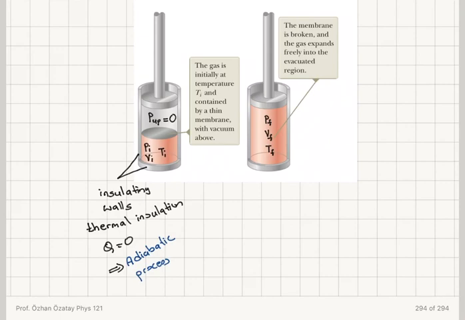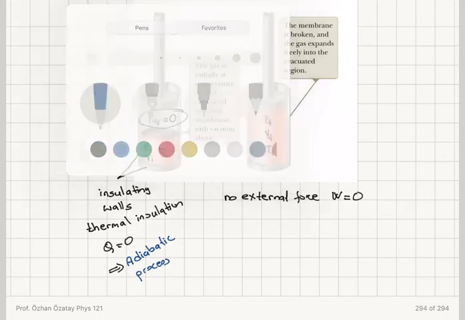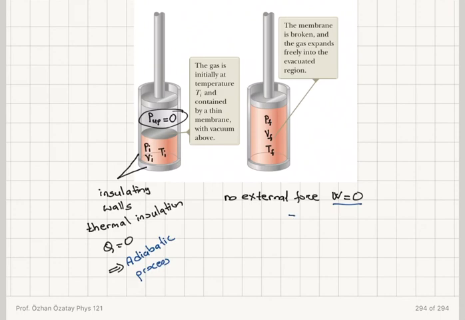Now the second important thing here is this part. There is no force acting on this membrane from the top, and when you remove the membrane there is no external force. Therefore, when you try to calculate the work done on the gas, it should be 0 because there is no force. When a system is expanding without any force being applied on it, we call that a free expansion. So this makes the process a free expansion.